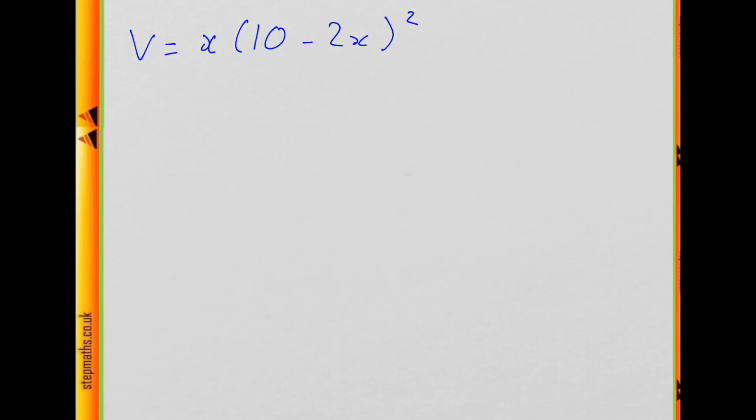Okay, so here's my formula for the volume. This is the height of the box, and the base, the side lengths are 10 minus 2x, and that's squared because it's the area of a square.